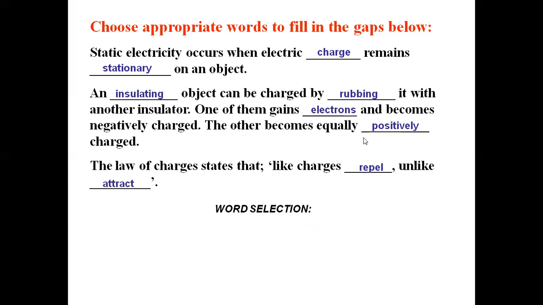attract. That's all. And in the next video, we will study the uses and hazards of static electricity.